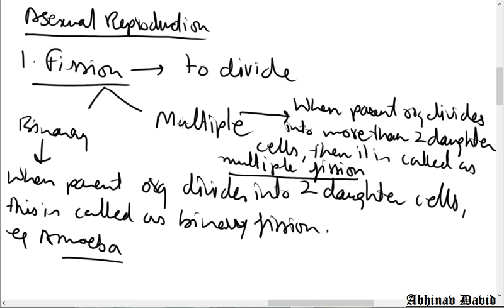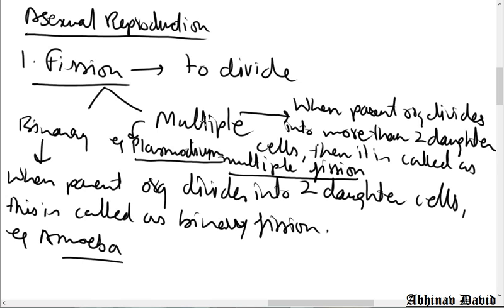Example of multiple fission is plasmodium. Have you heard about plasmodium? Plasmodium is a malarial parasite. It causes malaria. Now many of the students, if you ask which organism causes malaria, many of them say mosquito.